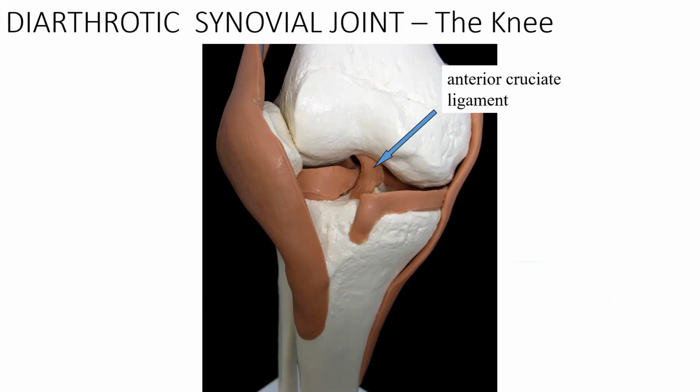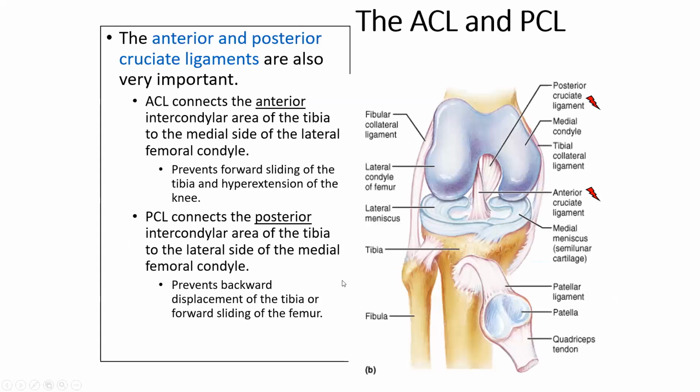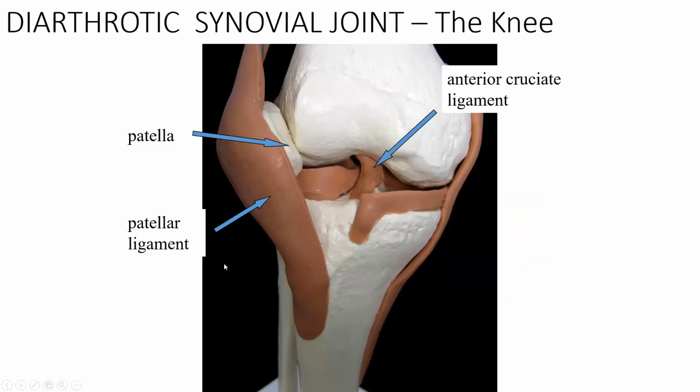Now, why do we call it cruciate? Because cruciate is the old term for cross, and the anterior and the posterior cross over each other. So there's the patella. There is the patellar ligament. And so we're going to take a look at the ACL right here. There's one of the menisci. There's the other meniscus there. And there's also 2 ligaments, one on either side, to help hold the tibia and the femur together too.